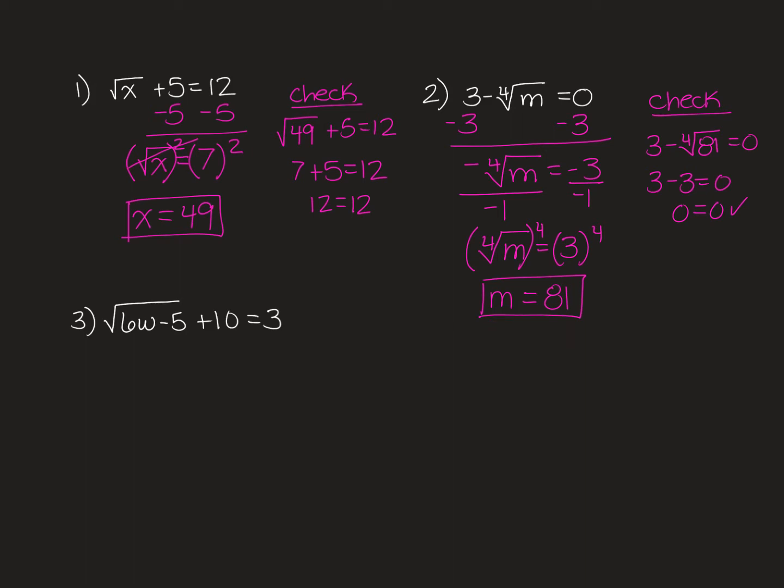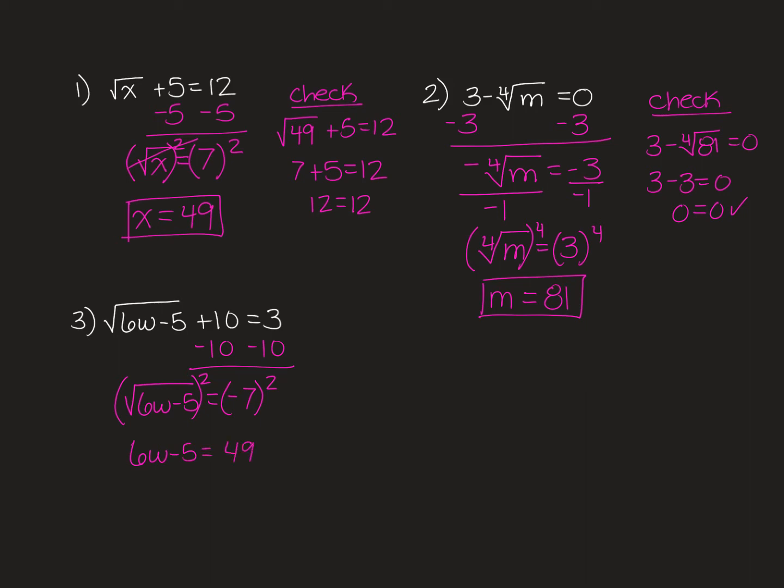We have the square root of 6w minus 5 plus 10 is equal to 3. Isolate your radical, so get rid of the 10. We will get the square root of 6w minus 5 is equal to negative 7. Then we have to get rid of the square root, so we have to square both sides. So 6w minus 5 is going to equal 49.